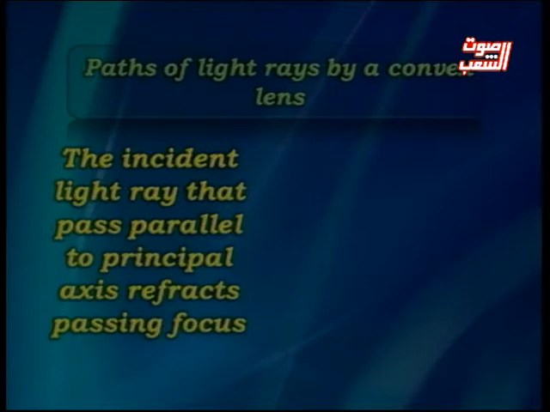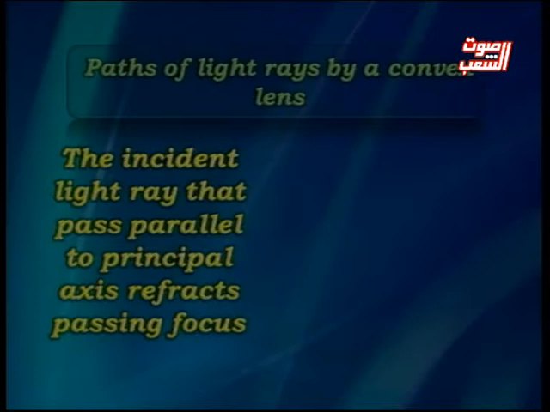After that, we have a very important thing here. We have passes of light rays by convex lens. What does that mean? It means the passing of light rays in many cases like this. Here we have the light ray that passes inside the lens and makes a change of its direction.